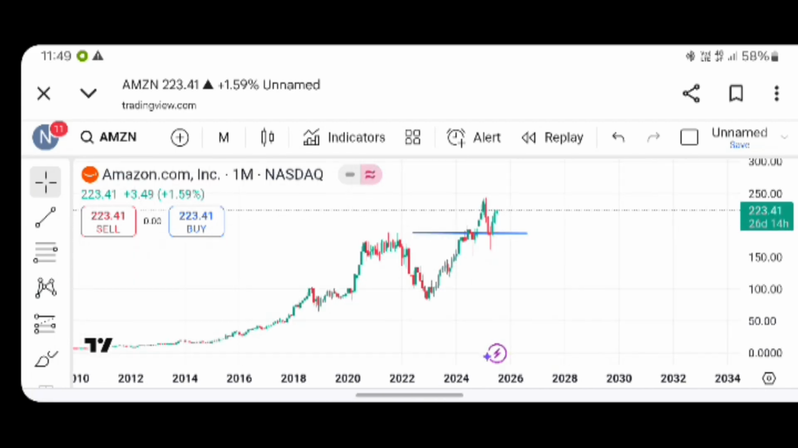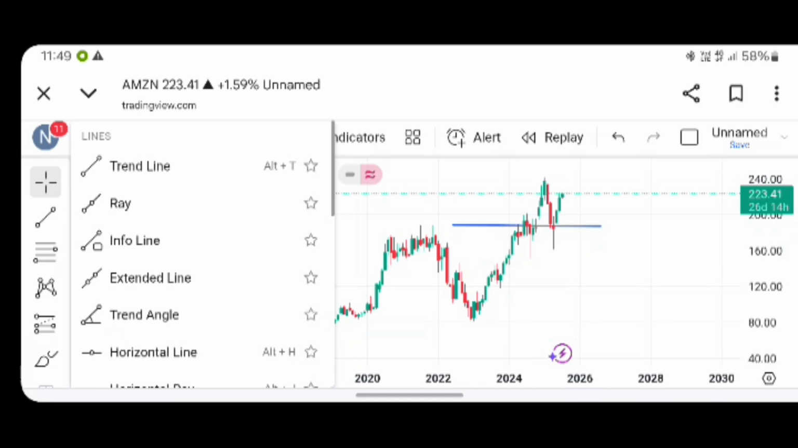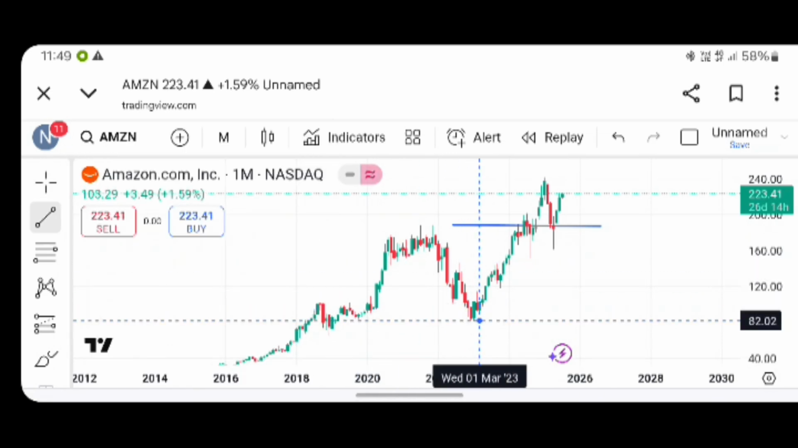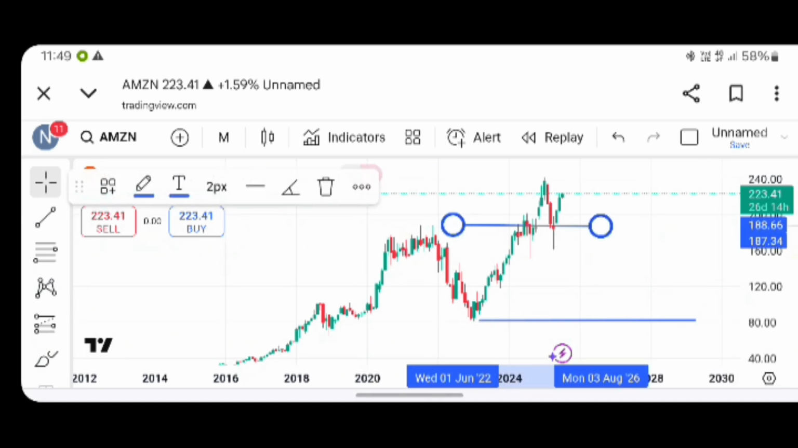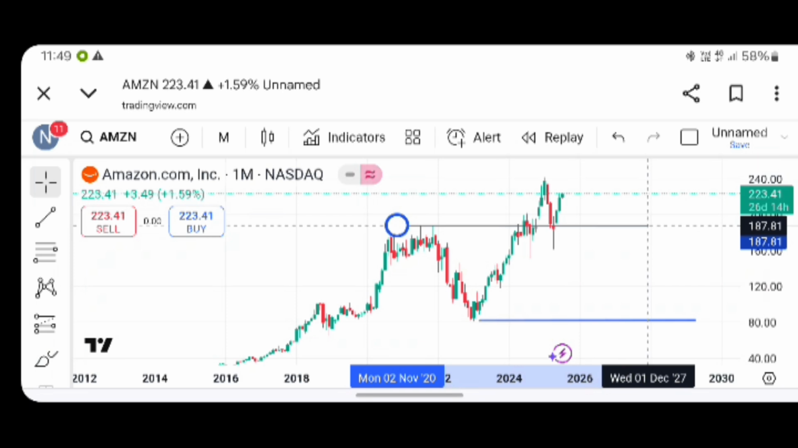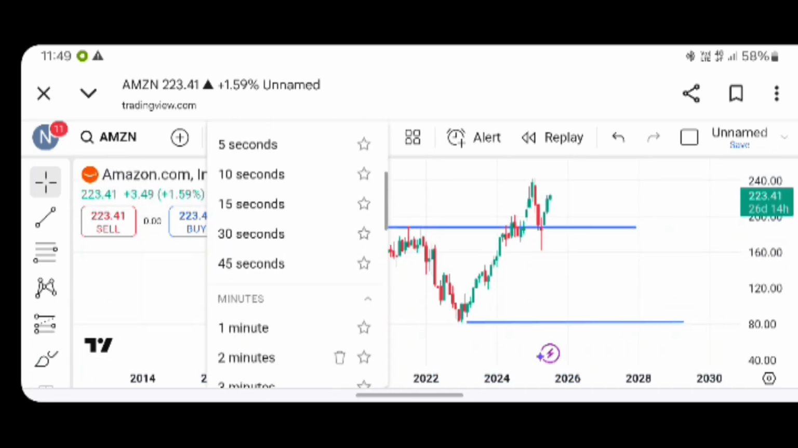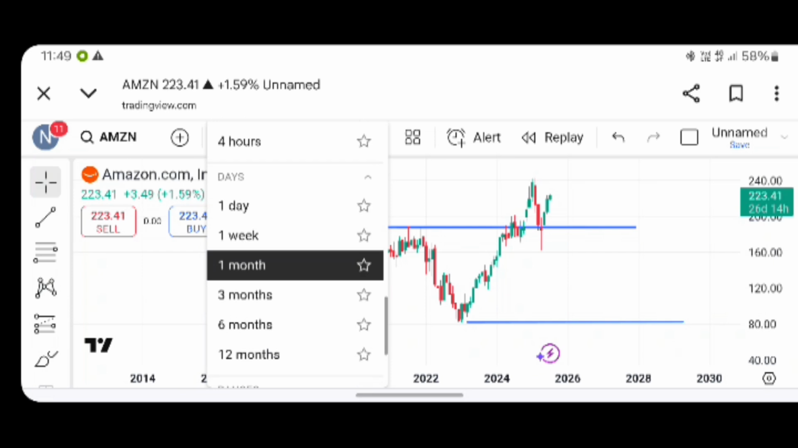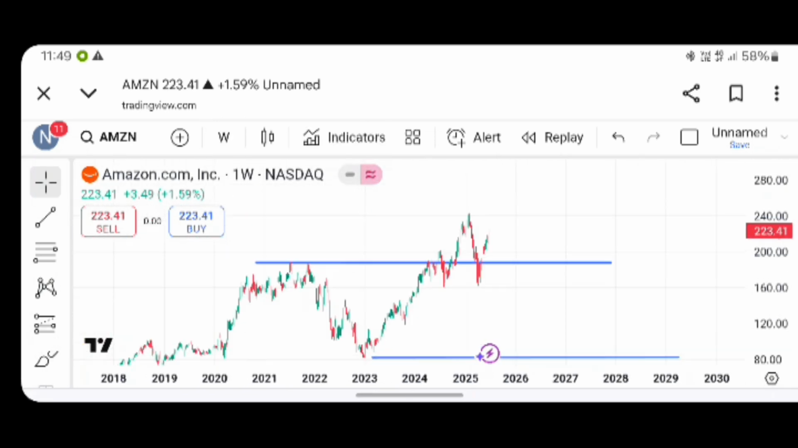Okay, today we see the analysis of Amazon stocks. We place the high and next we mark the lower. Next we go to the weekly time frame. You can see this current situation's uptrend.